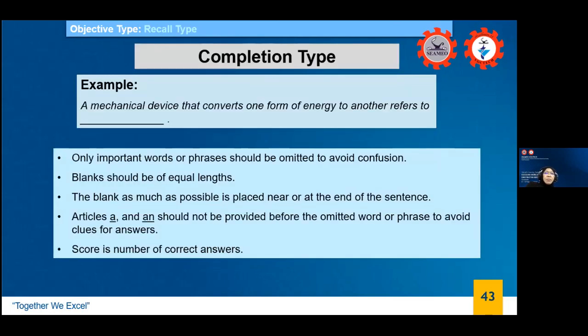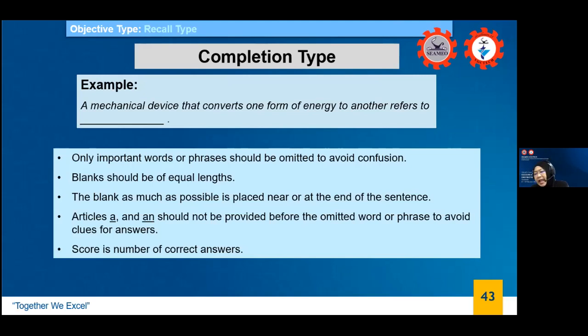Next is completion type, meaning from the word, to complete. There is a statement written, but then you have to complete it. Now look here, it's just like filling in the blanks. Another way of saying completion type is fill in the blanks. Example: only important words or phrases should be omitted to avoid confusion. Blanks should be of equal length. The blank, as much as possible, is placed near the end of the sentence. But sometimes you can put it elsewhere, it's actually a device.